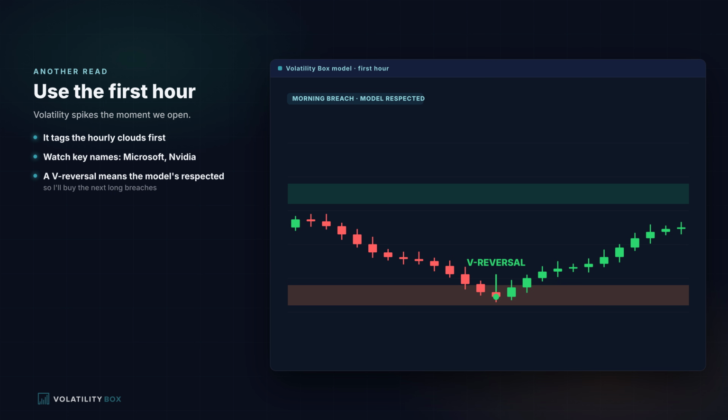What I mean by that is, let's say you have a morning breach, and you actually see a very nice V-shaped reversal. Well, that's our clue that the model is being respected. We do have buyers lying around, and we should be happy to buy the next long side breaches because we have this confidence that buyers have stepped in before. They should be willing to step in again.